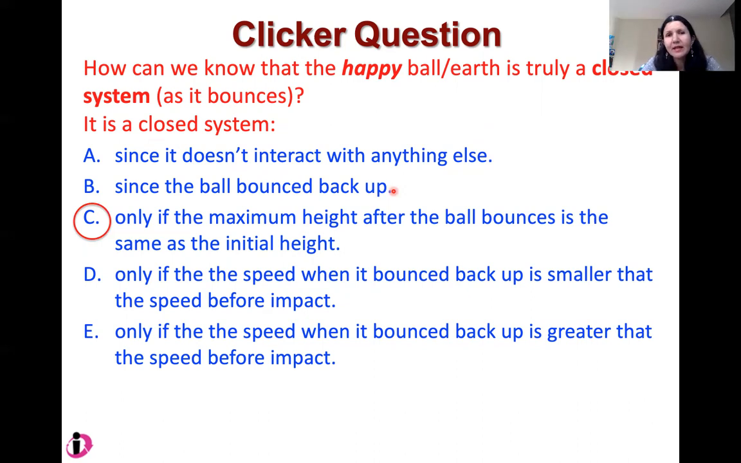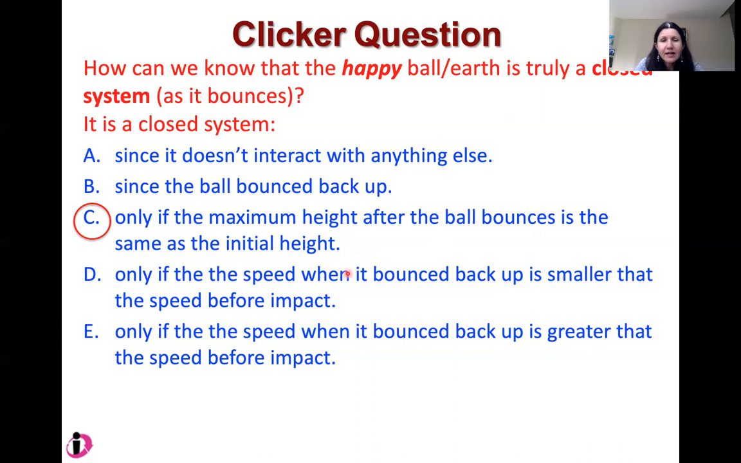What would make the ball and the Earth a closed system is if its total energy is conserved. So how could we know that the total energy is conserved? If the energy it started with, which is just that potential gravitational energy before you dropped it, was the same energy that you got back when it bounced back up. So if the maximum height after the ball bounces is the same as the initial, then we can conclude it was a closed system.